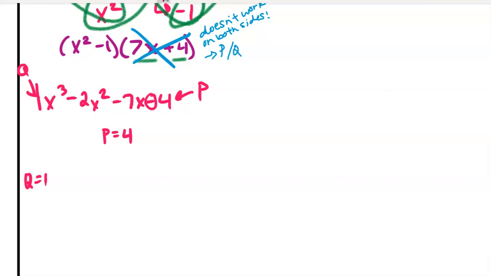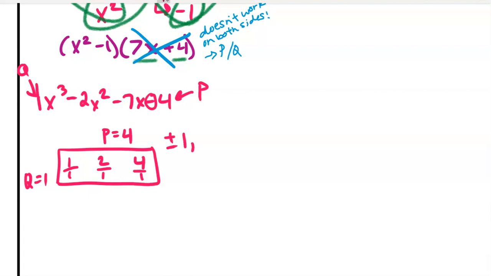So here's our little chart. P equals 4. So we're going to have all our factors of 4. We got 1, 2, and 4. So P goes on top, Q goes on bottom. So that leaves us with possible solutions of plus or minus 1, plus or minus 2, and plus or minus 4.